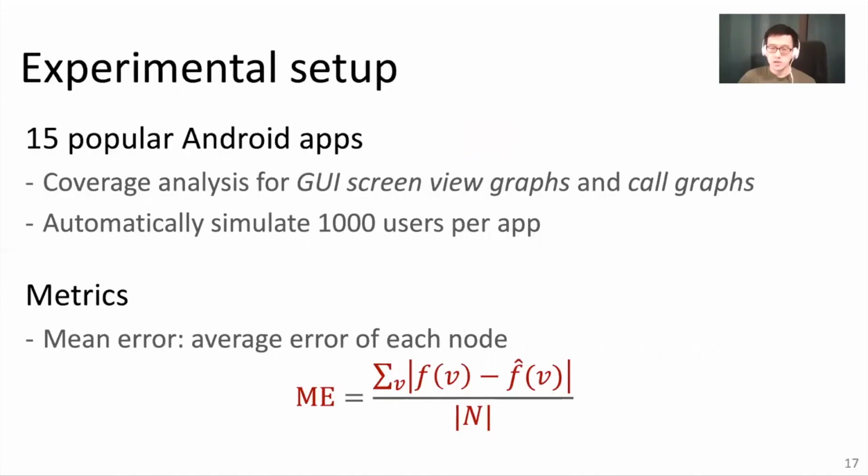To evaluate the proposed techniques, we use 15 popular Android applications. We perform coverage analysis for both GUI screen view graphs and call graphs. The nodes in the GUI screen view graph are GUI screens, and the nodes in the call graphs are methods or functions. Screen view graphs are typically small, including no more than 100 nodes. Call graphs are larger, with hundreds or even thousands of nodes. We simulate 1,000 users for each app, and we use mean error as a metric for the evaluation. It is defined as the average of sum of differences of the true and the estimated frequencies. We have also used several other metrics for evaluation, but I will not talk about them here.